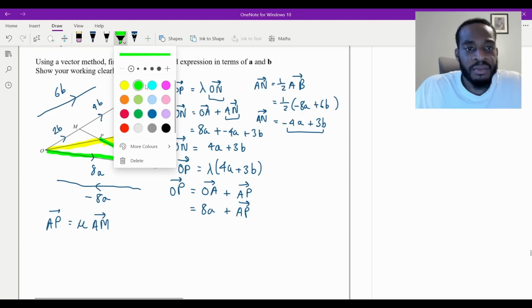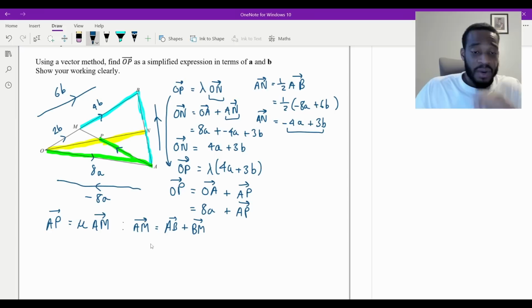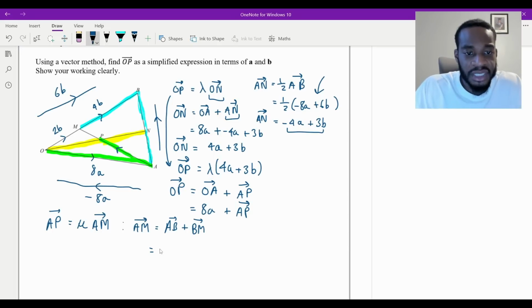Now, looking at the diagram, how can I find that? Well, A to M, I could do this, can't I? I could go along A to B, and then I could go along B to M, can't I? So I'm going to write that there. I'm going to say that A to M will equal the vector A to B plus B to M, wouldn't it? Okay. Now, how do I do that? Well, A to B is something we know. We've calculated it. A to B was this one over here, right? A to B is minus 8A plus 6B. So I'm going to say this is minus 8A plus 6B.